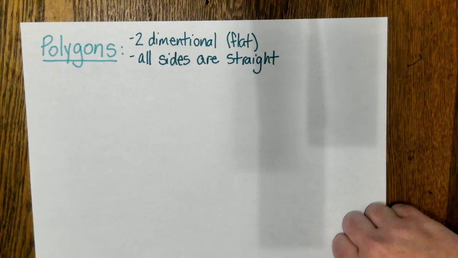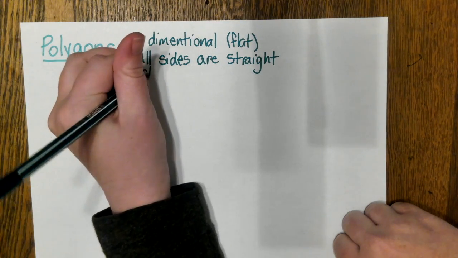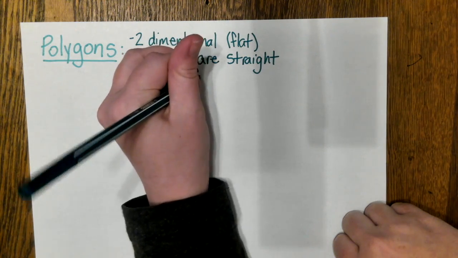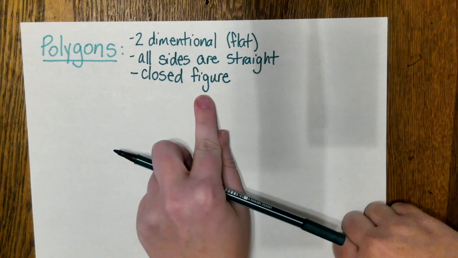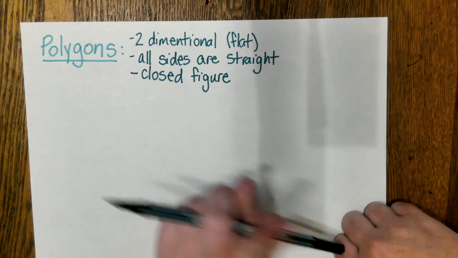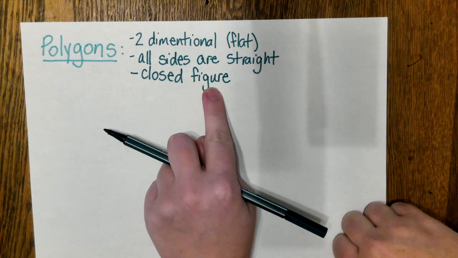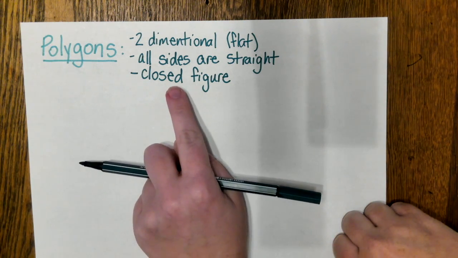There's one more rule. And this rule is that it's a closed figure. All that means is that there are no gaps. Everything about it has to be closed. Let's look at some examples.